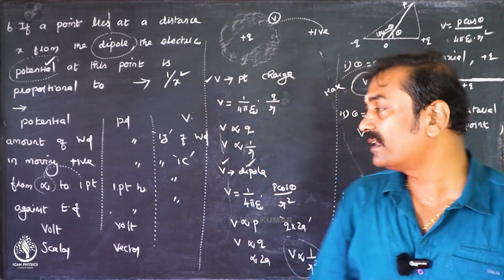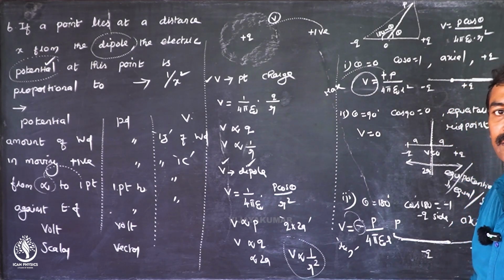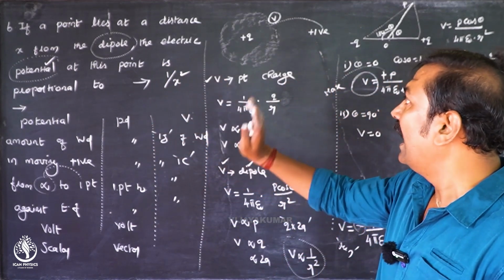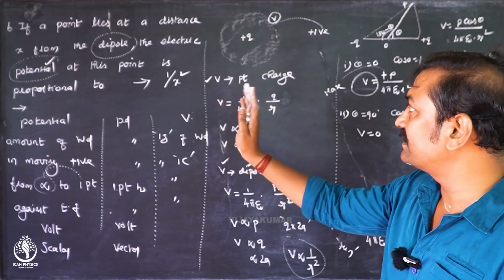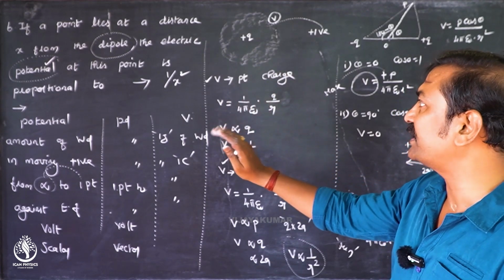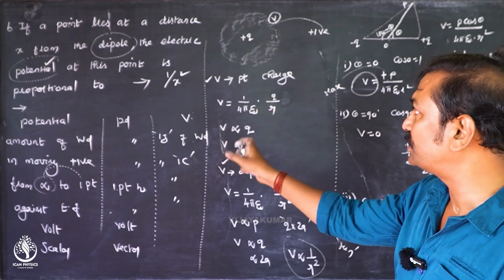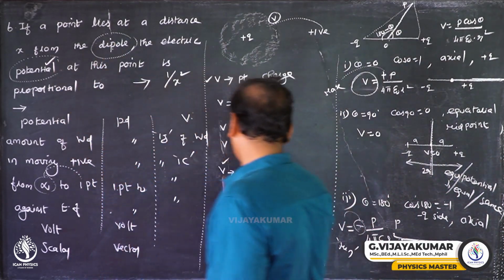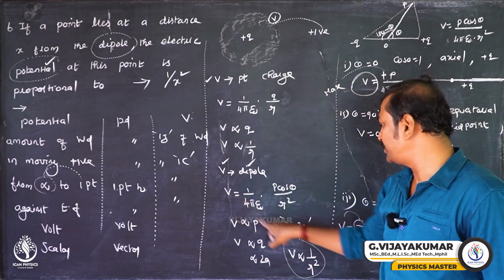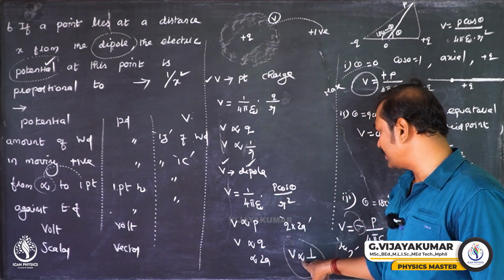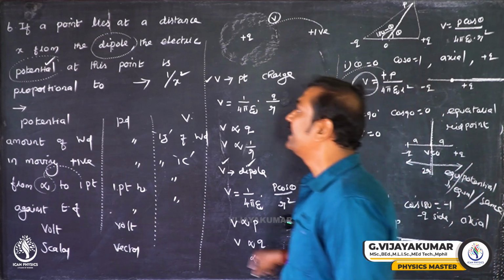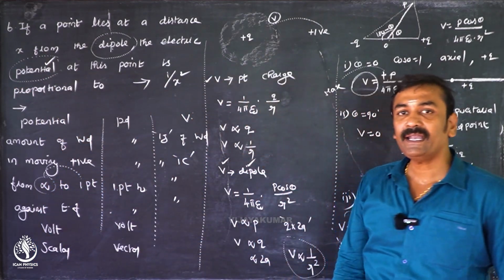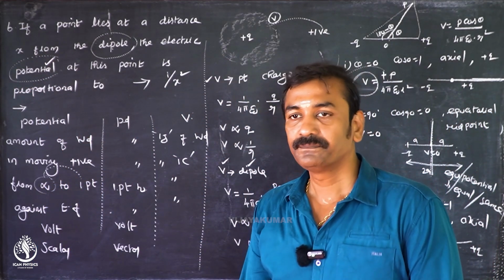Okay, now do you get it? Do you have any doubts? So once again, if a point lies at a distance x from the dipole, the electric potential at this point is proportional to. Now we have two words, potential and dipole. Potential is inversely proportional to the square of the distance. Here the distance is taken as x, so we can write the answer as 1 by x squared. Okay, fine.